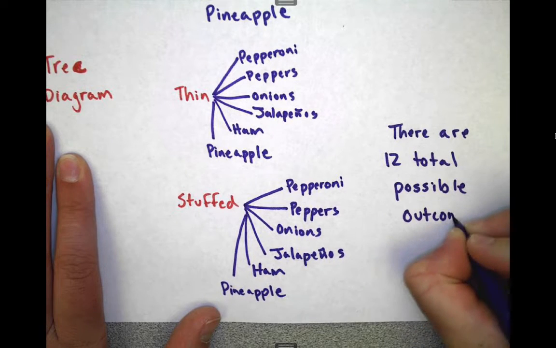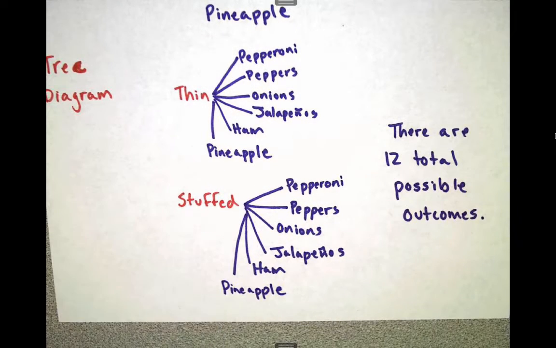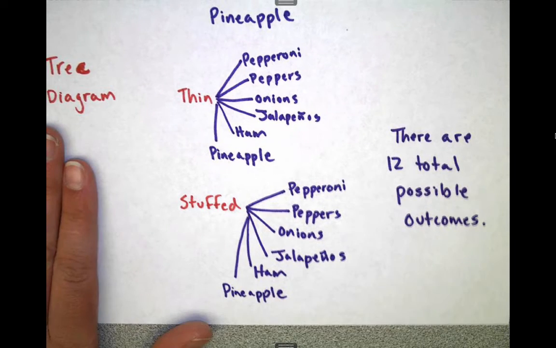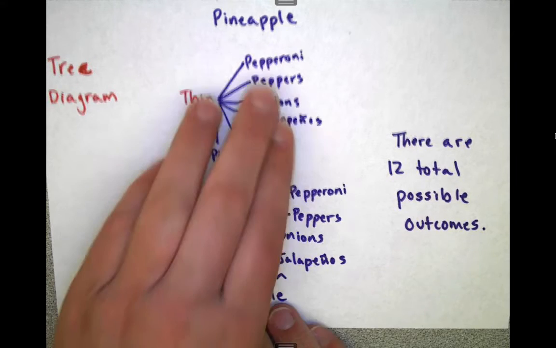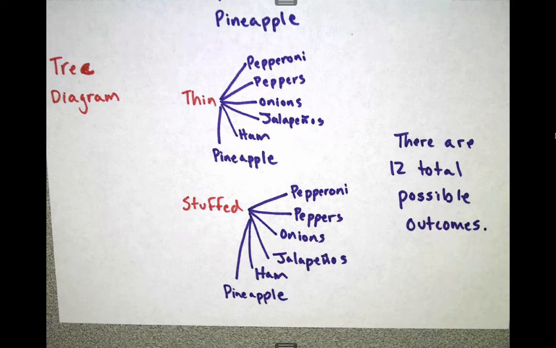That is our sample space. There are 12 types of pizzas you could order from this place if you're going for a 1 topping. So our tree diagram is this part right here, and it's very visual. It takes a little bit of writing, but it's a great way of showing your work.